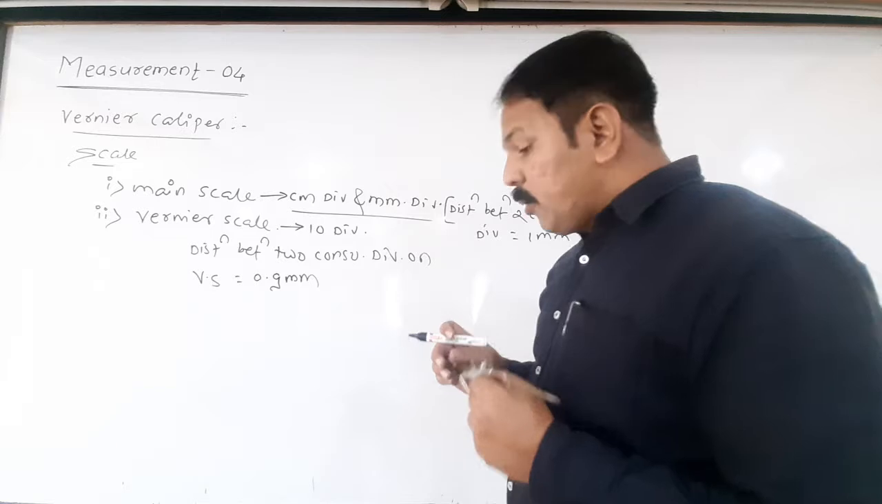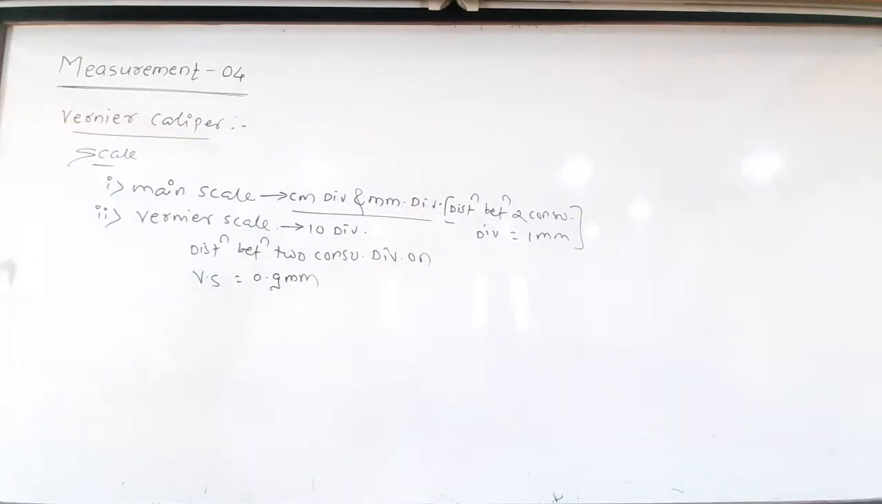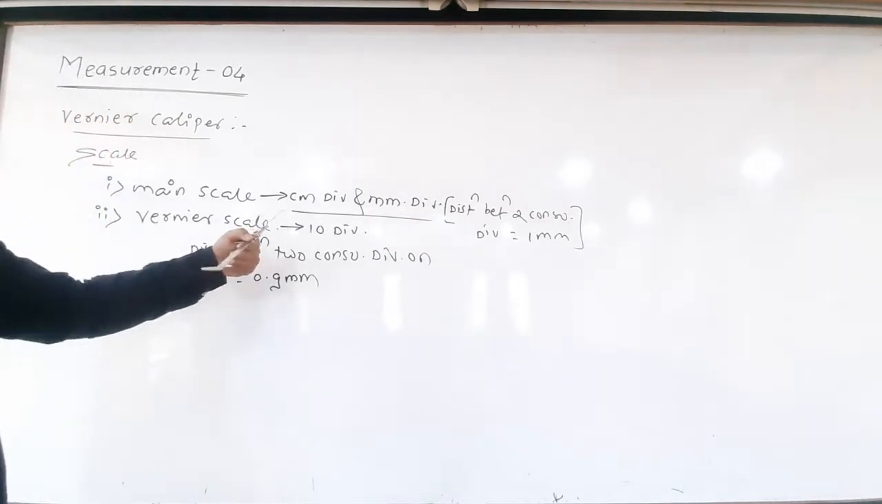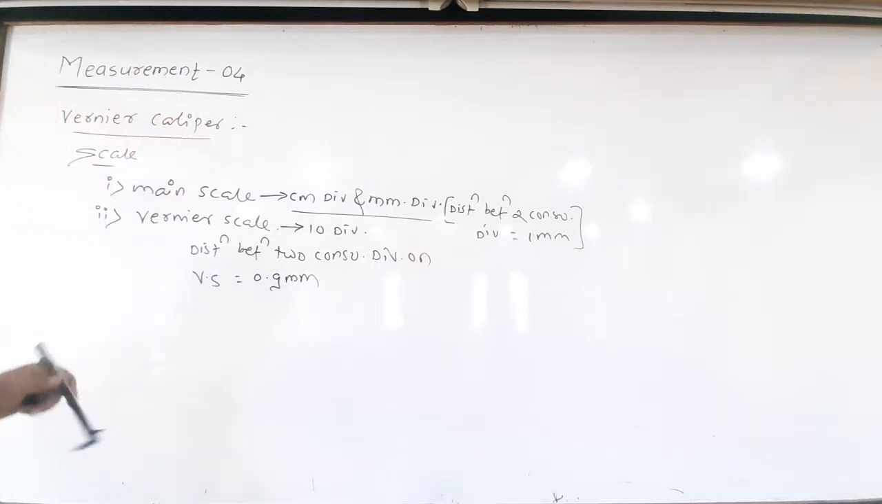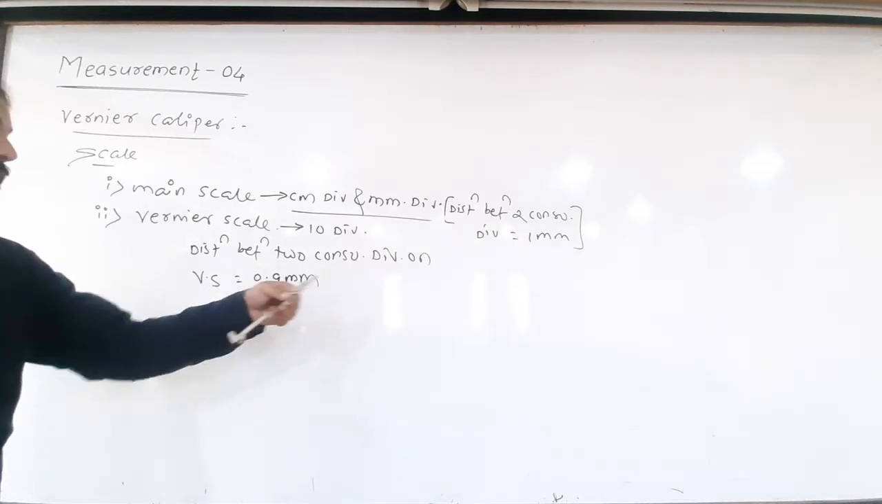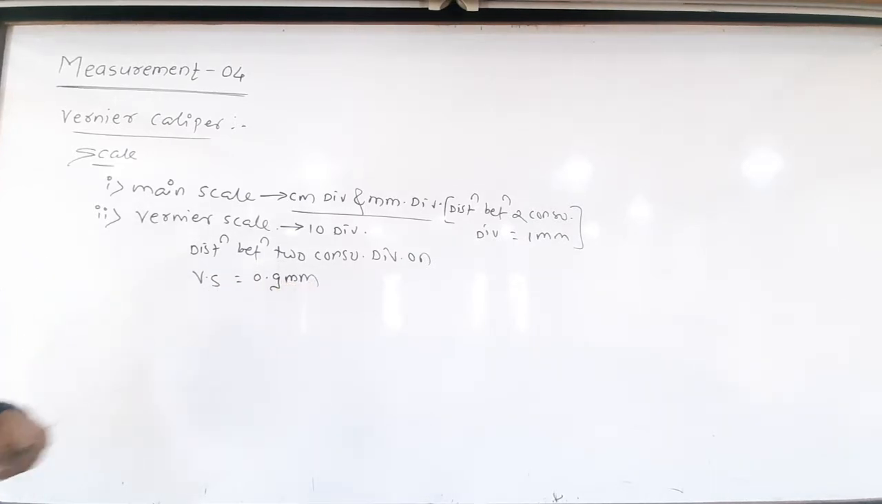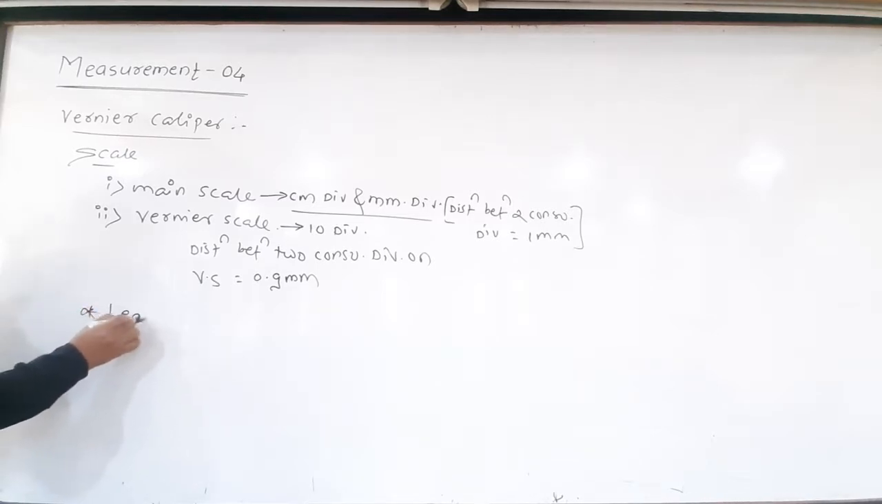Okay. So there are two scales on the vernier caliper. One is the main scale, another is the vernier scale. On the main scale, centimeter divisions and millimeter divisions are there. The distance between two consecutive divisions is 1 millimeter. In the vernier scale, only 10 divisions are there. The distance between two consecutive divisions on the vernier scale is 0.9 millimeter. Now next we have to study what is meant by least count.